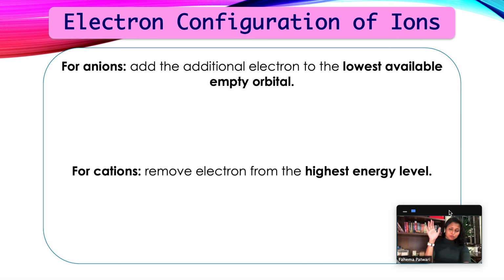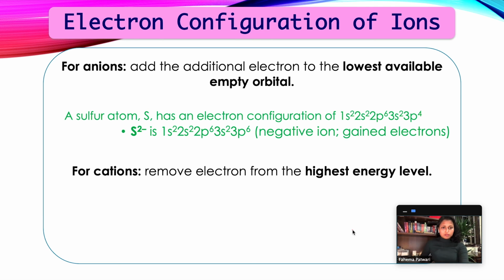All right, there's one more thing to teach you. Okay, so electron configuration for ions. So two things to remember. For anions, meaning negative ions, when you add electrons, they go to the lowest available empty orbital, right? You already know how to do that. Cations, however, are a little tricky. You remove electrons not from the last orbital that you wrote down, but from the highest energy level.